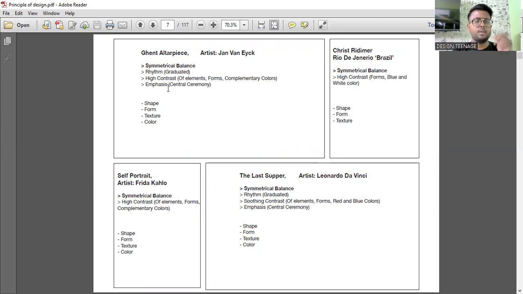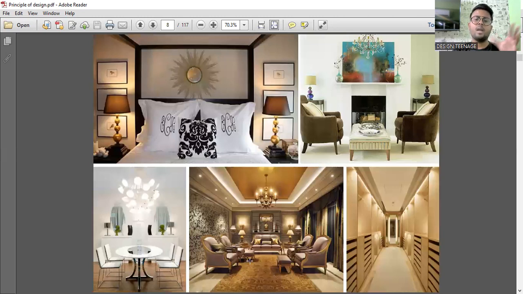So I guess till now we have quite understood how symmetrical balance has been perceived over here. Now let's look into some examples of interior design, how in the interior of a house the symmetrical balance is being perceived. Here are some beautiful examples which will really explain in a good way how you can obtain symmetrical balance inside of a structure.